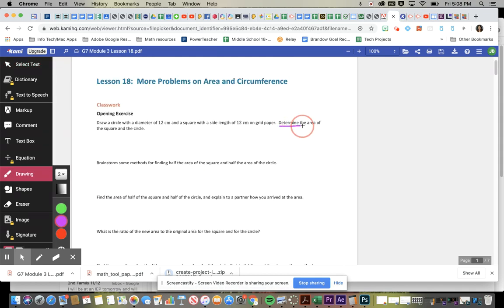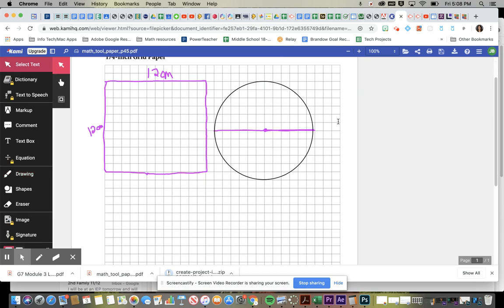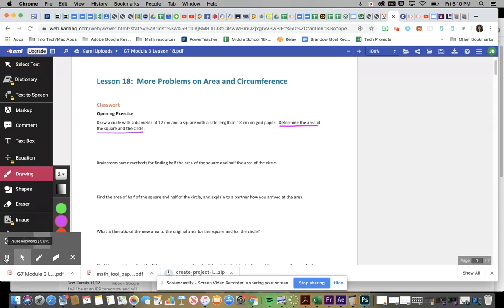If I look back at my question, that was the first part, to draw. The second part was determine the area of the square and the circle. So, oh, there's Capone. He's angry about something. Okay, sorry about that.